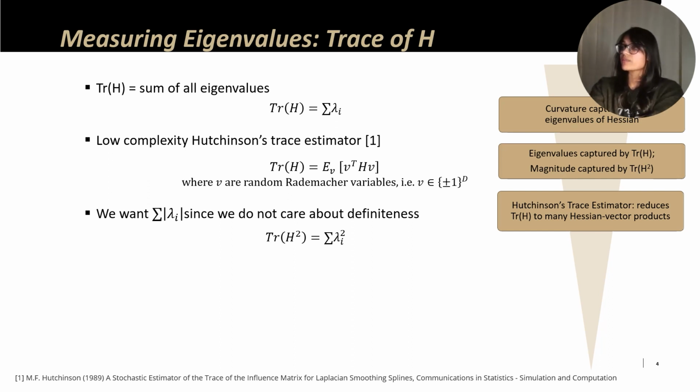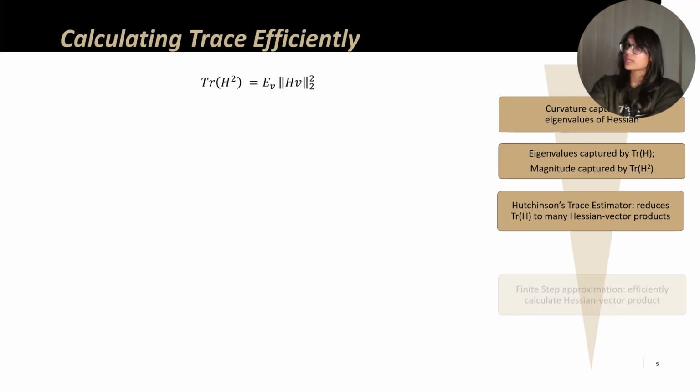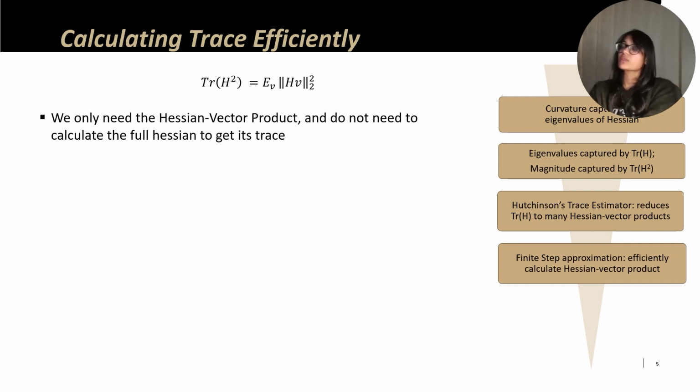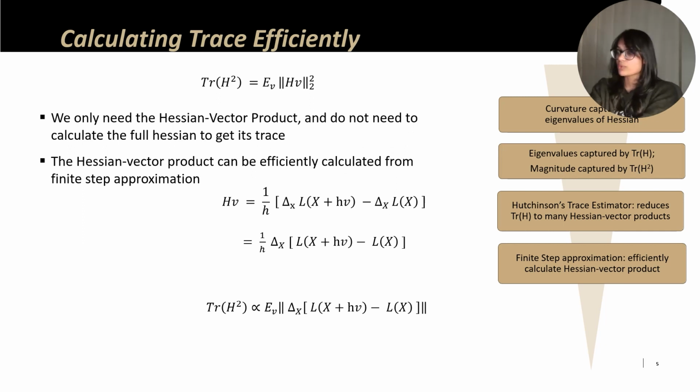We do not care about the sign of lambda i, we rather care only about the magnitude, and hence we're going to look at the trace of H squared, which is the sum of the squares of the eigenvalues. We can show that this reduces to the Frobenius norm of the Hessian vector product averaged over multiple such random Rademacher variables. This is quite useful because this means that we do not need to calculate the entire Hessian, just the Hessian vector product, which can be efficiently calculated using the finite difference approximation as shown. This means the trace of H squared is proportional to the quantity shown on the right.